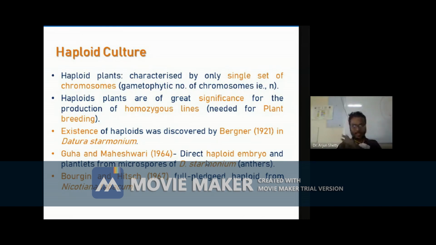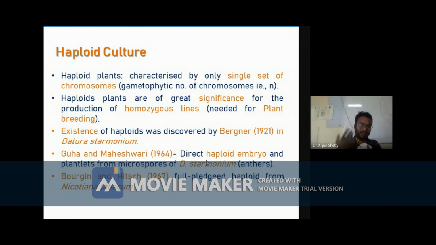Okay, now, and not only that, the haploid existence was discovered for the first time by Bergner in the year 1921, in Datura stramonium. So the existence of the haploid from Datura stramonium was reported by Bergner in the year 1921.